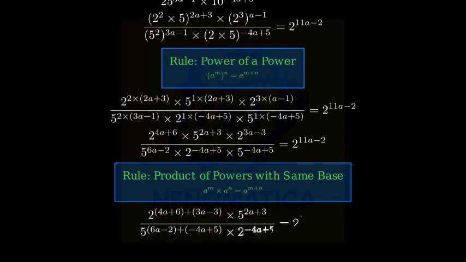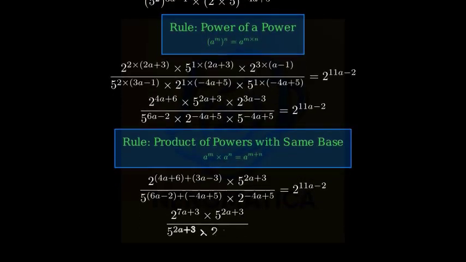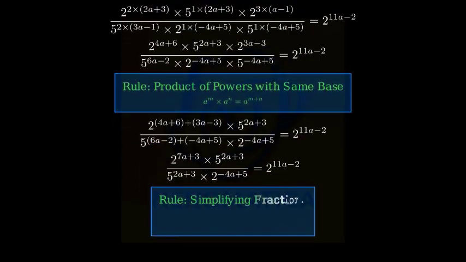We can combine all the terms with the same base. For the base 2 in the numerator, we have 4a plus 6 and 3a minus 3. For the base 5 in the numerator, we have 2a plus 3. In the denominator, we have 5 to the power of 6a minus 2 and negative 4a plus 5. And we have 2 to the power of negative 4a plus 5. Let's add up the exponents for each base. For the base 2 in the numerator, 4a plus 6 plus 3a minus 3 equals 7a plus 3. For the base 5 in the denominator, 6a minus 2 plus negative 4a plus 5 simplifies to 2a plus 3. Now we can cancel out common factors.